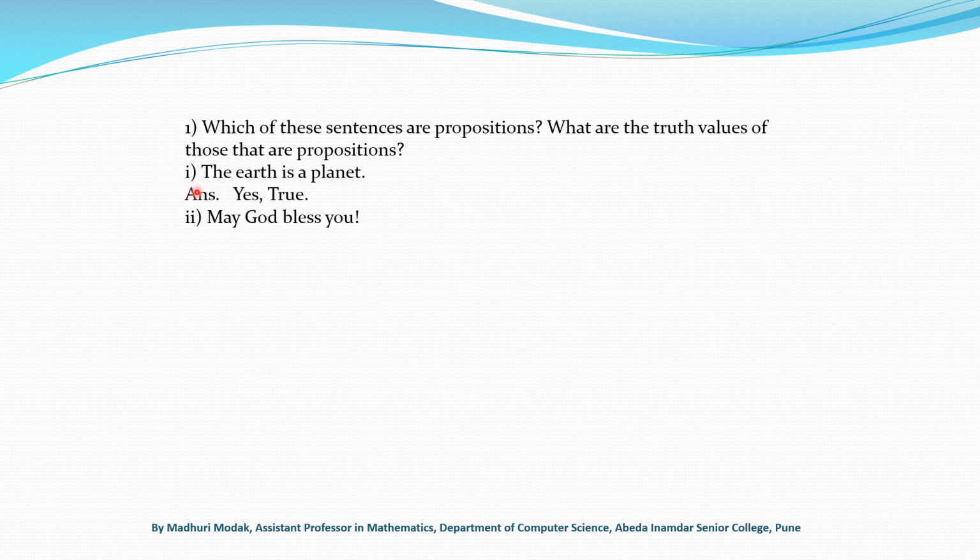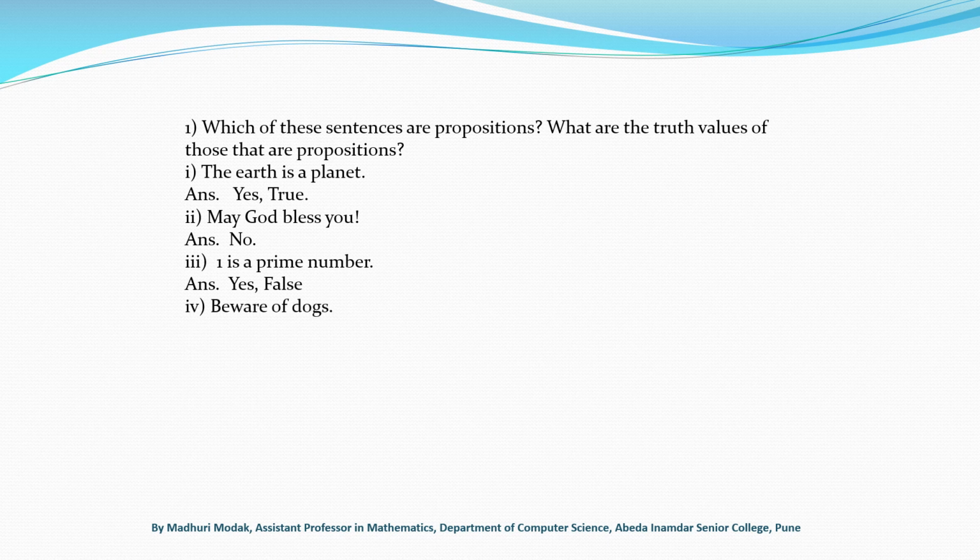Now the first is: the earth is a planet. This is a declarative sentence and it is true. So we can say that this is a proposition with truth value true. Now second is: may God bless you. This is not a declarative sentence and hence we are not writing any truth value. Now third is: one is a prime number. This is a declarative sentence. Actually one is not a prime number, but it is a declarative sentence whose truth value is false. So this is a statement and its truth value is false.